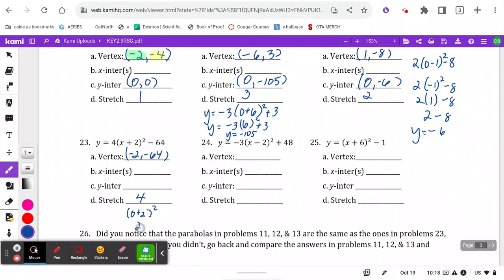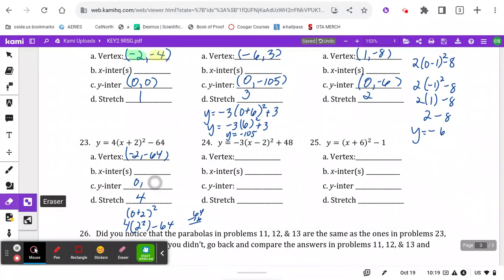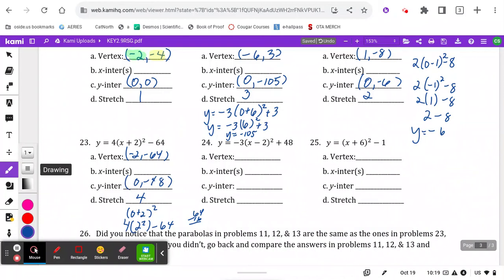Y-intercept, plug in 0. 0 plus 2 is 2. 2 squared is 4. 4 times 4 is 16. 16 minus 64, is that 48? Yeah. So it's -48. Okay, saving those x-intercepts.